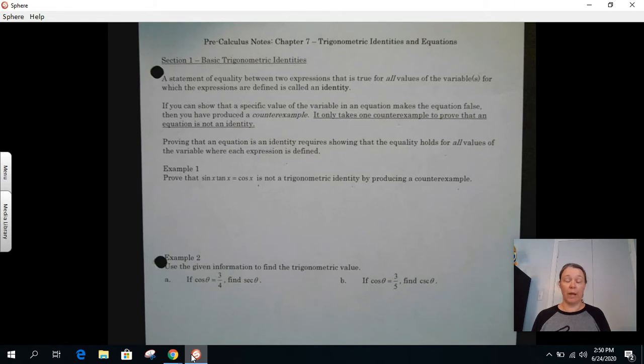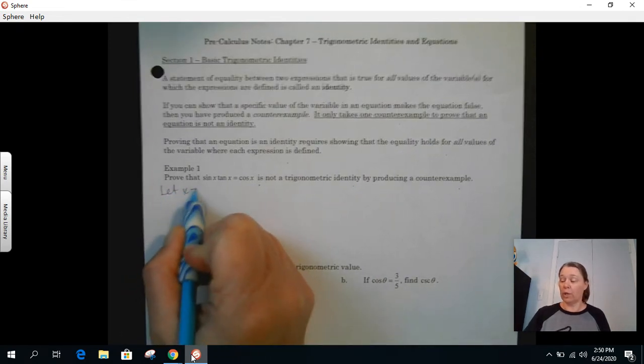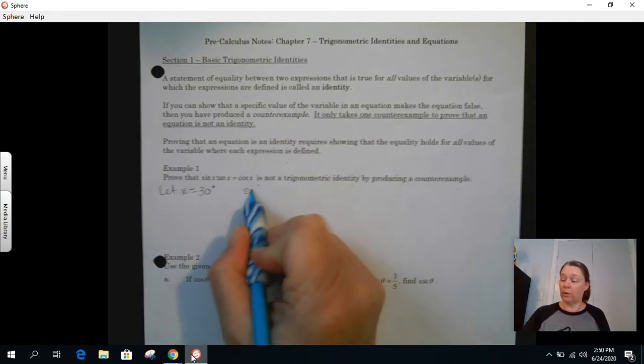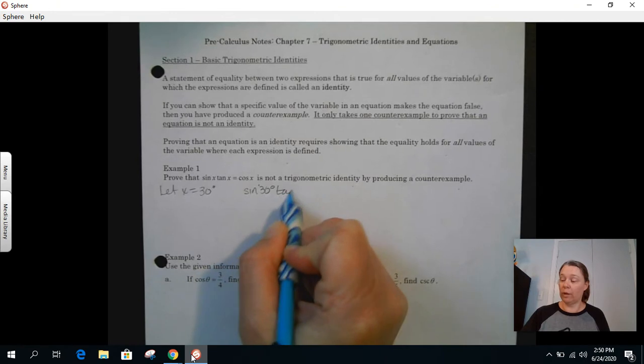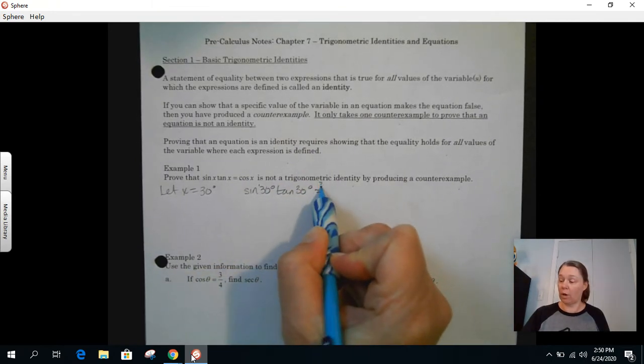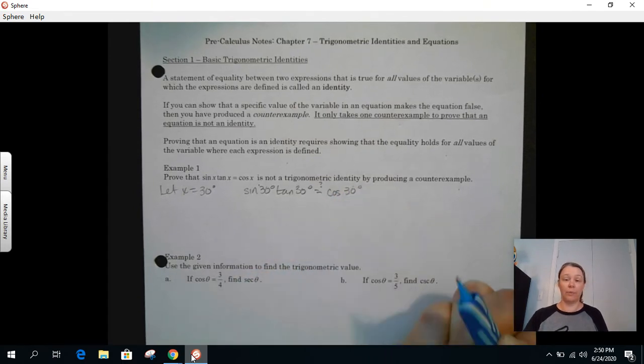So go ahead and pick a value, plug it in, use your unit circle to evaluate, and then it should come out to be false. If it doesn't, you have to pick something else. I'm going to pick 30 degrees. So I'm going to let x equal 30 degrees, and I'm going to substitute that 30 degrees in everywhere I see an x. I'm going to put a question mark over the top of this equal sign because I don't know if this is true or not. I have to try it out.